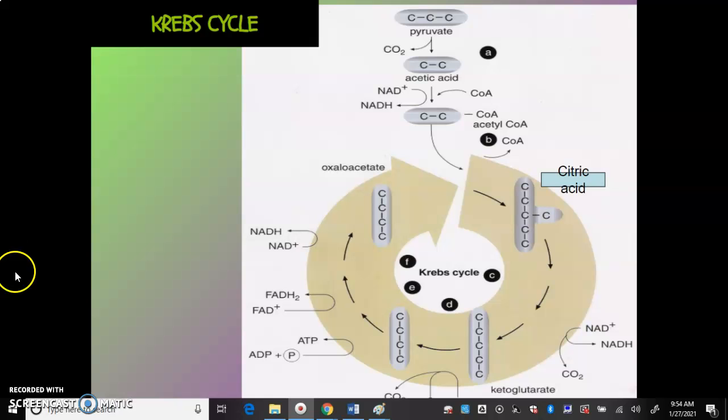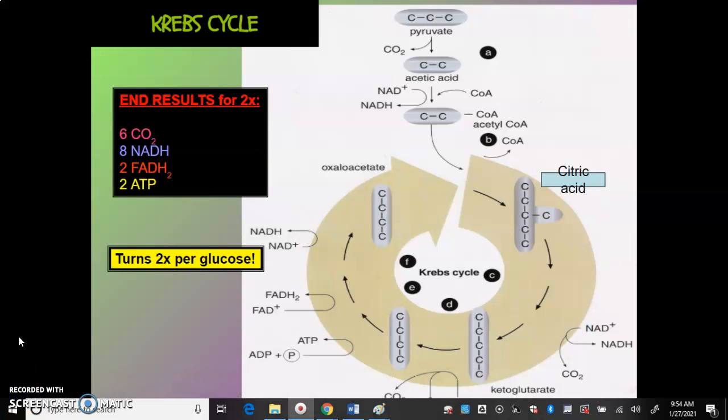So here are the totals for the 2 turns. You don't have to remember these, just remember what molecules are produced: carbon dioxide, NADH, FADH2, and then the ATPs. Eventually, we're going to keep track of ATP molecules produced. The carbon dioxide is going to be released by the cell as waste, and that's what we eventually exhale. The NADHs and FADH2s that are produced move on to the next step, which we call the electron transport chain, and the ATPs are used right away by the cell.